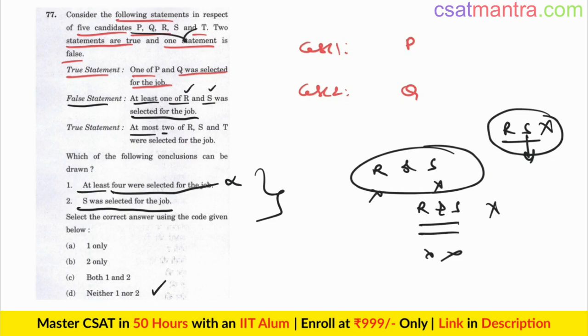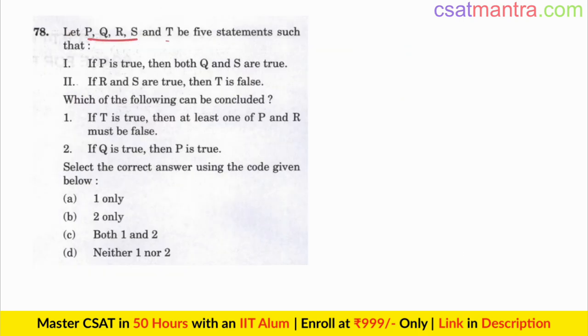At most 2 of R, S and T were selected for the job. We know R and S are not selected for the job. T might have been selected or not. At most is given. T would have been selected or would not have been selected. Anyway, we are able to answer the question using these 2 statements. So answer is D.